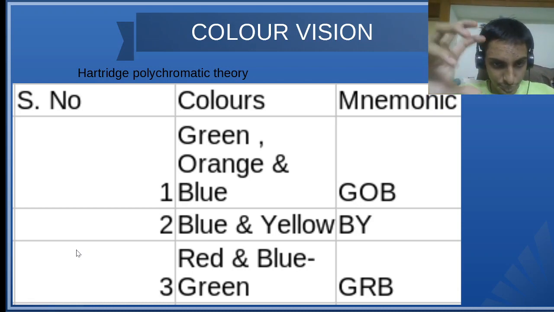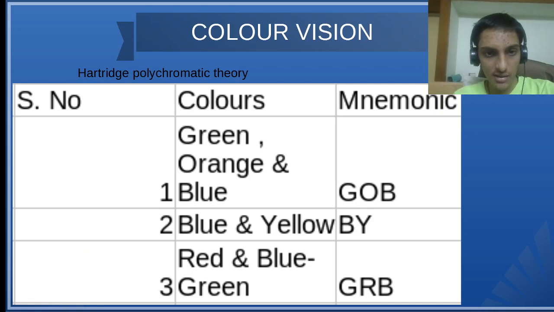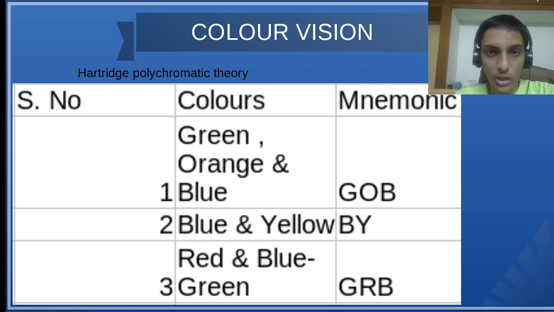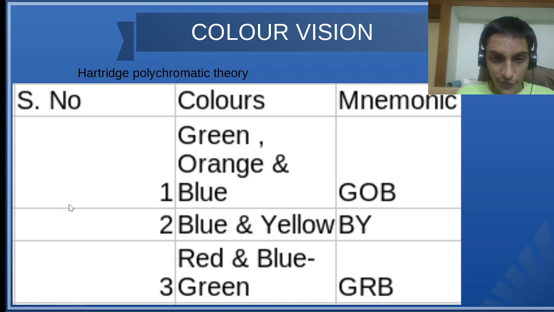There are totally 7 colors, distributed into 3 receptors. So the first one we can remember as GOB, green, orange and blue. Second, remember it as BY, blue and yellow. Third is GRB, green, red and blue. So just observe, green is common in the first and last. Blue is common in all of them. What is the extra we are adding? Orange in the first one, yellow in the second one, red in the third one.